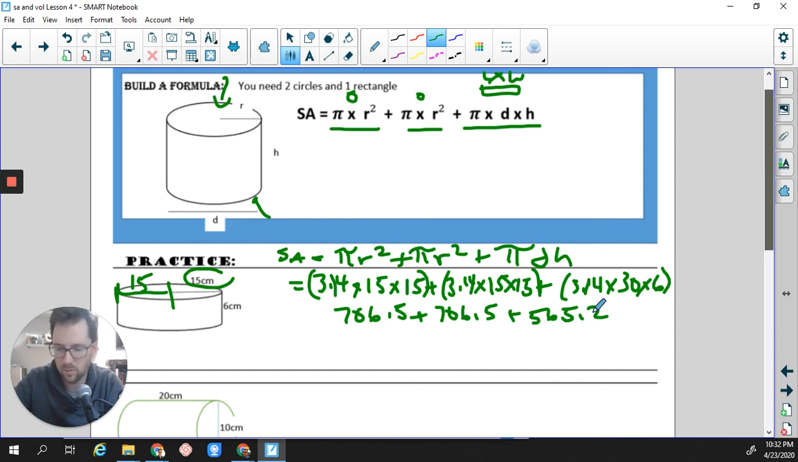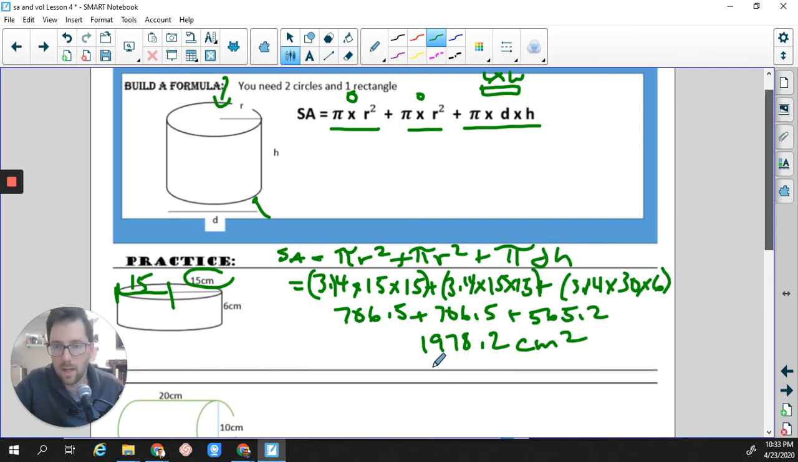Plus 706.5 plus 706.5 equals 19... Let's double check that. 706.5 plus 706.5 plus 565.2 is 1978.2. Is that what you got? Centimeters squared.